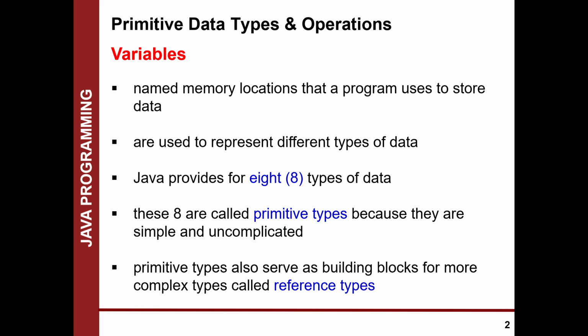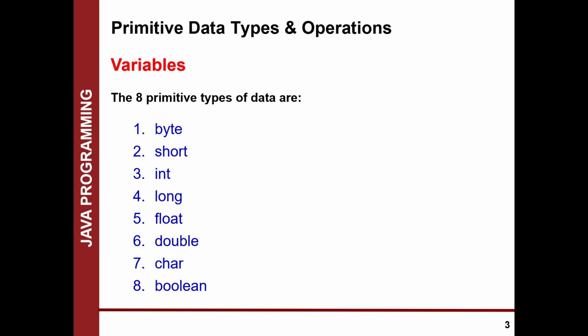Java provides us with 8 data types. We call them the primitive types of Java. These are the 8 data types that Java provides. We have byte, short, int, long, float, double, character, and boolean.